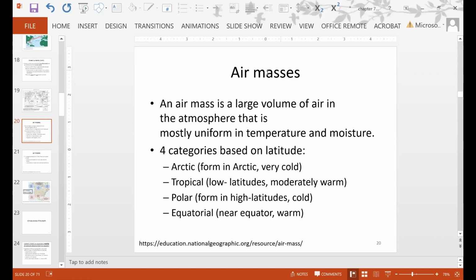What about air masses? An air mass is a large volume of air in the atmosphere that is mostly uniform in temperature and moisture. There are 4 categories based on latitude. You have the Arctic, and that air mass forms in the Arctic, which is very cold. You have tropical air masses, which are formed in the low latitudes, and those are moderately warm. You have polar air masses, which are formed in high latitudes, and those are cold, as opposed to very cold, which is the Arctic. Equatorial is near the equator, and that is a warm air mass.